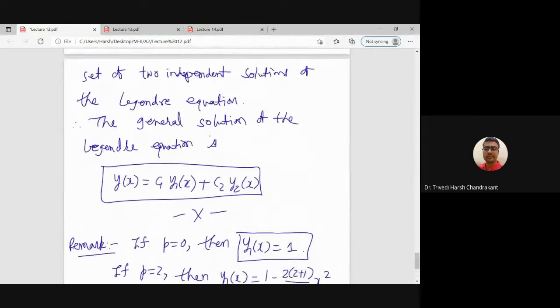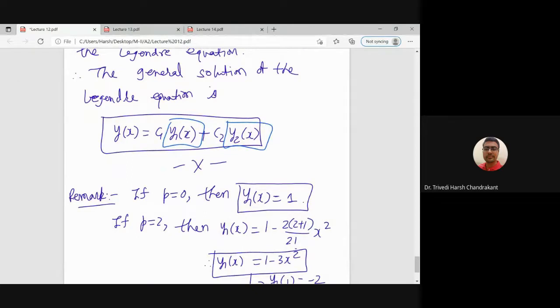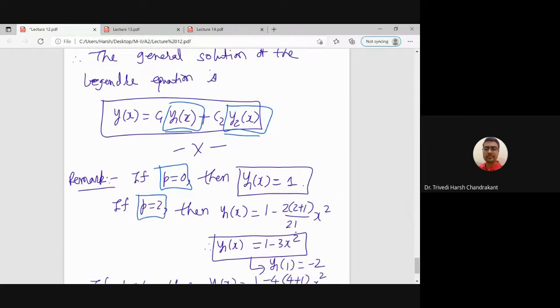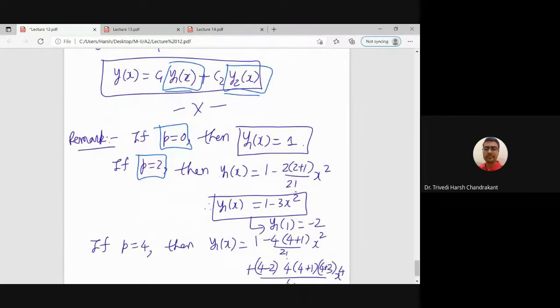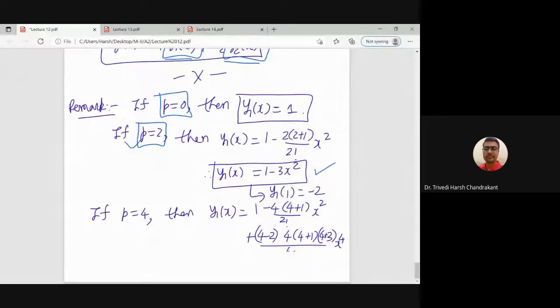combination of two functions. One is an odd function, the other is an even function, and these two functions y1 and y2, depending on different choices of p, we are getting one of the functions to be a polynomial. So if you take even values of p, for p equals 2, we get a 2nd degree polynomial. For p equals 4, we get a 4th degree polynomial, right? So these polynomials correspond to different values of p.